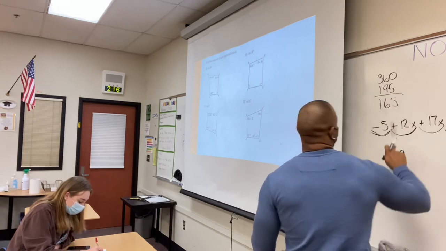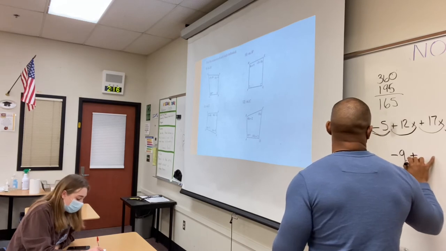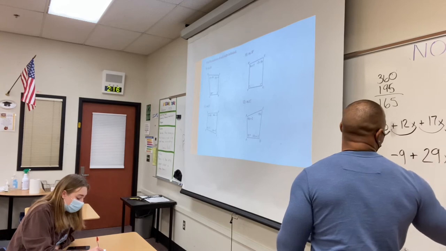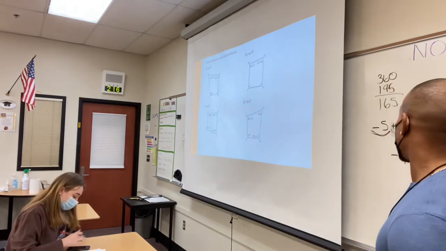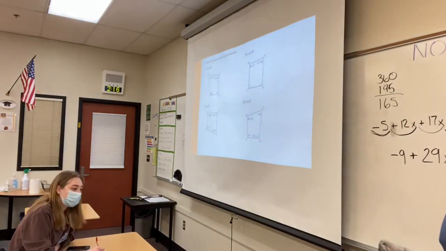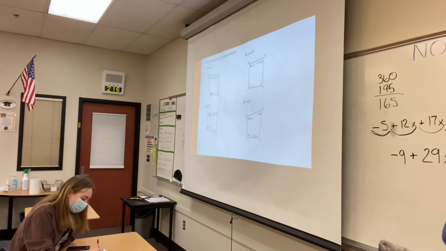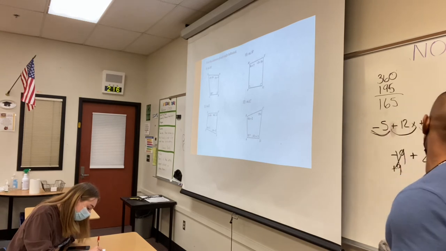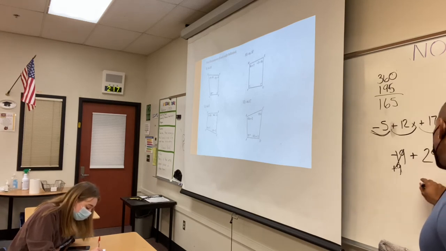Okay, now positive 12, positive 17 together equals what? 29x. 29x equals 165. Okay. Now that we've combined like terms, we'll go through the same process of solving for x. Walk me through it, Cora. Okay. Plus 9. Plus 9. Minus 4. Plus 17. Okay? Now what?